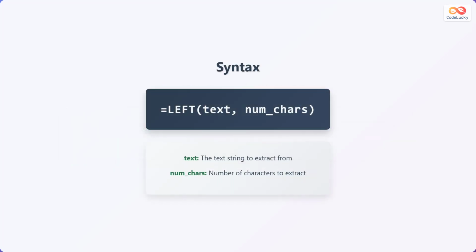Now, let's understand the syntax of the LEFT function. The syntax is as follows: =LEFT(text, num_chars). Here, text is the text string that you want to extract from, and num_chars is the number of characters you want to extract from the beginning of the text string.